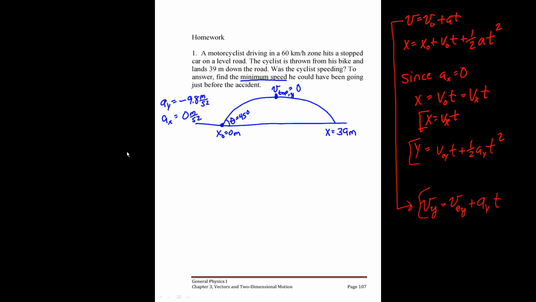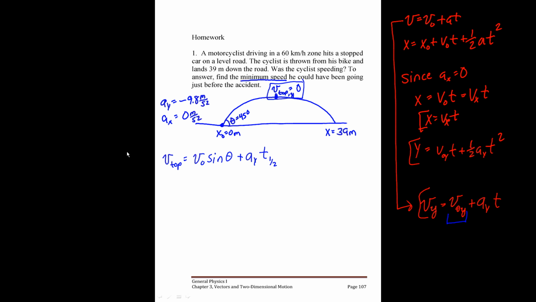All right. So further armed with this information that the velocity in the Y direction at the top of the trajectory is 0, I can say that velocity at the top equals V naught sine of theta, because that is the Y component of my initial velocity, plus AY times T, and I'm going to call this T 1/2 because it's half the total time.